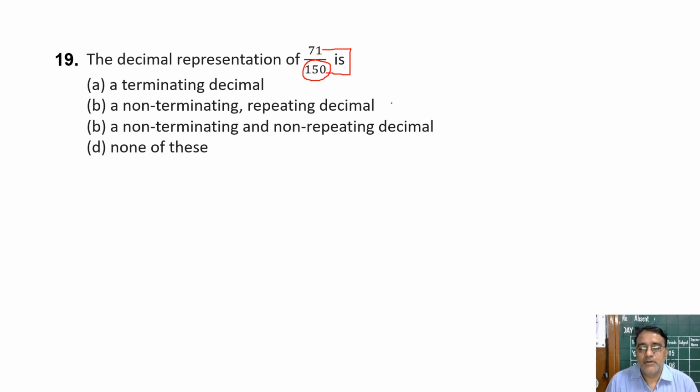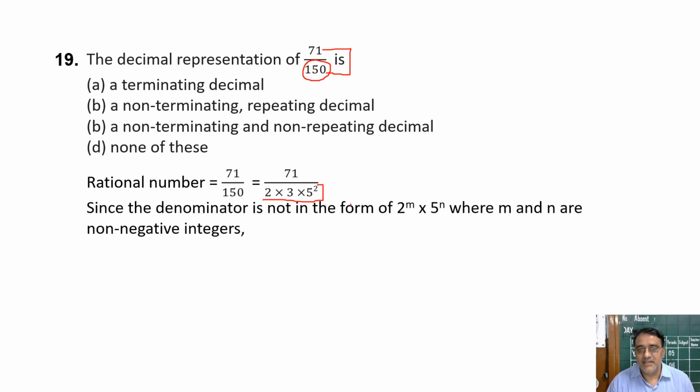इसको 15 into 10 मतलब 3 into 5 into 2 into 5. So 2 into 3 into 5 square. This is clear? Now this is not in the form of 2 to the power m into 5 to the power n, where m and n are non-negative integers. So which is the correct option? Correct answer?